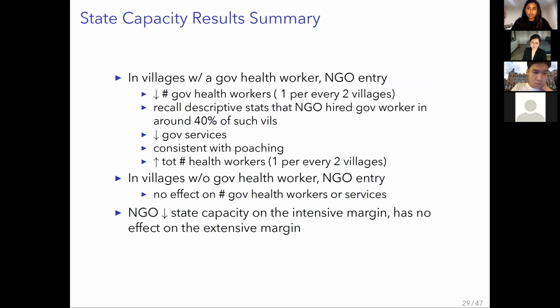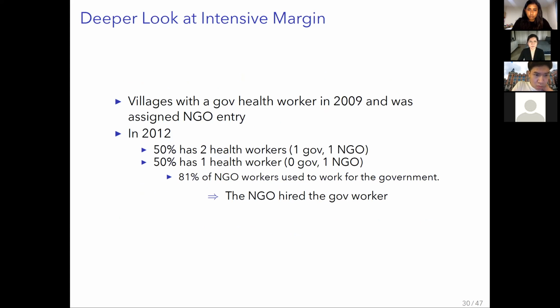Okay. In villages without a government health worker, NGO entry has no effect on the number of government health workers or services, and it increases the amount of services from the NGO. So what we find is that the NGO reduces state capacity on the intensive margin, but it has no effect on state capacity on the extensive margin.